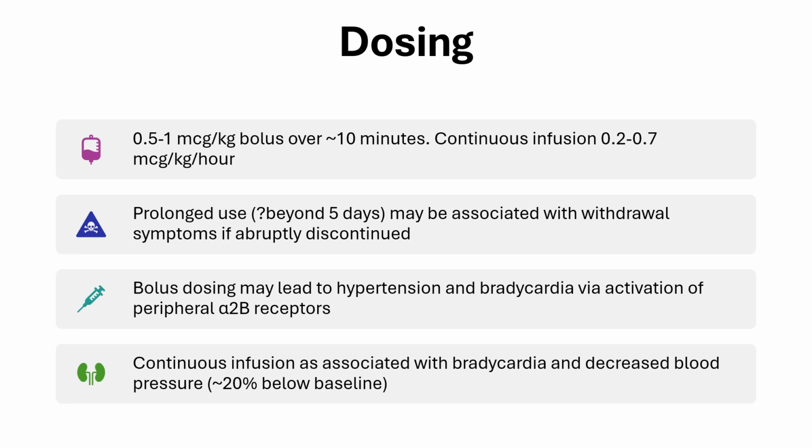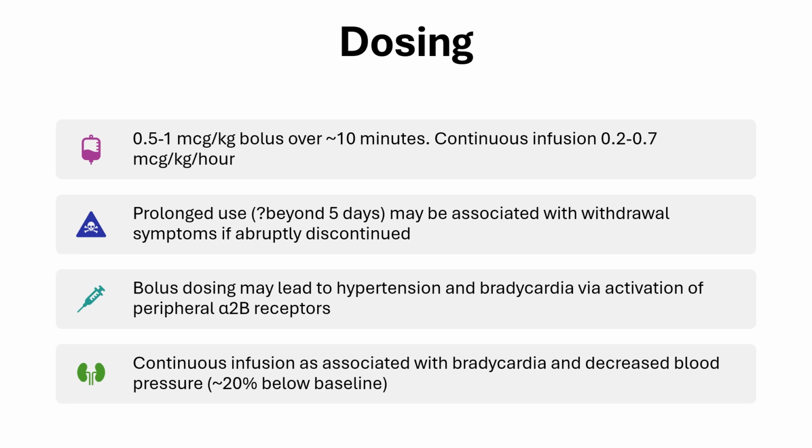Dexmedetomidine can be given initially as a bolus of approximately 0.5 to 1 micrograms per kilogram. It is recommended to give this bolus over at least 5 to 10 minutes to mitigate some of the hemodynamic responses. It can also be given as a continuous infusion of approximately 0.2 to 0.7 micrograms per kilogram per hour.